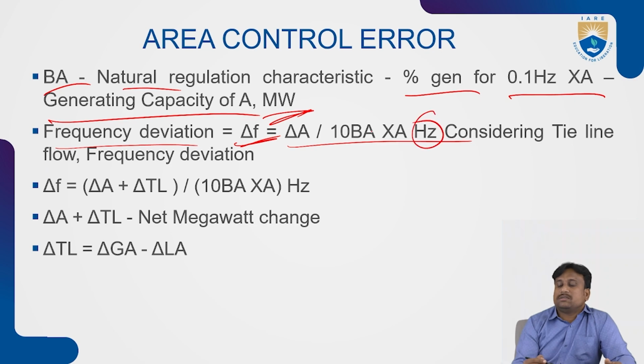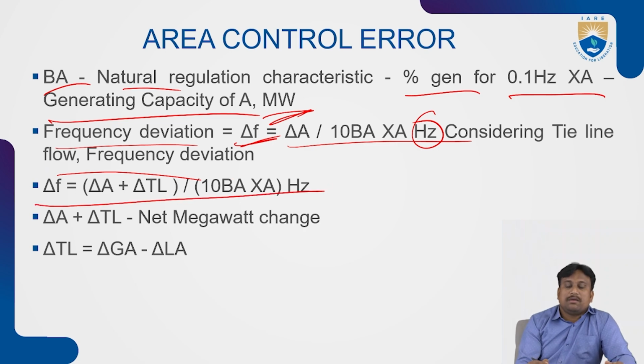which is considered in Hz, considering tie line flow with the frequency deviation. That delta F must be delta A plus delta TL by 10 BA into A, which is considered in Hz. That summation of delta A plus delta TL gives the net megawatt change. That will be the total power under various constraints.